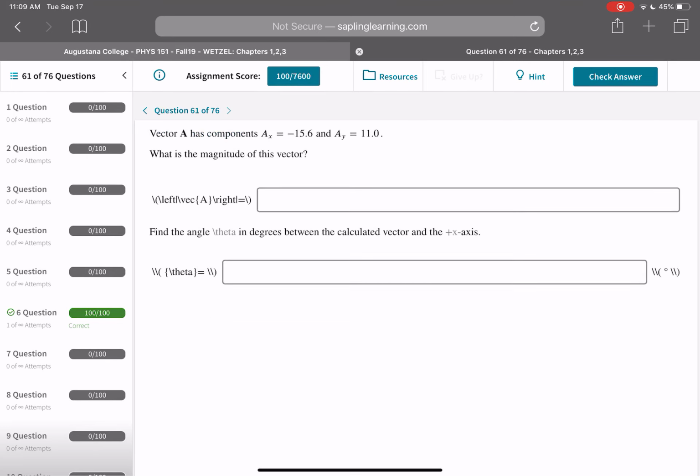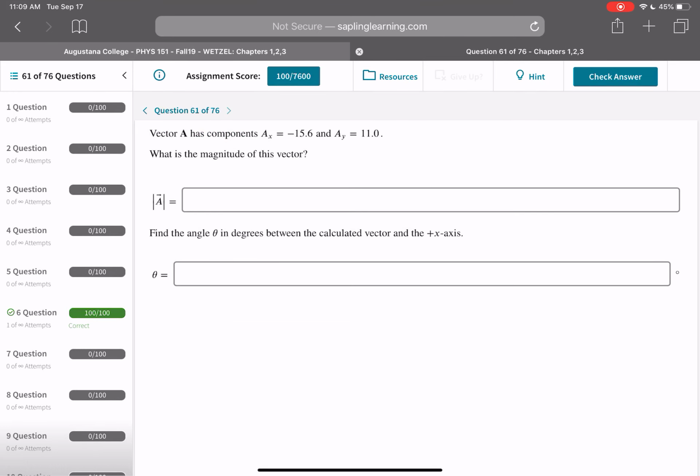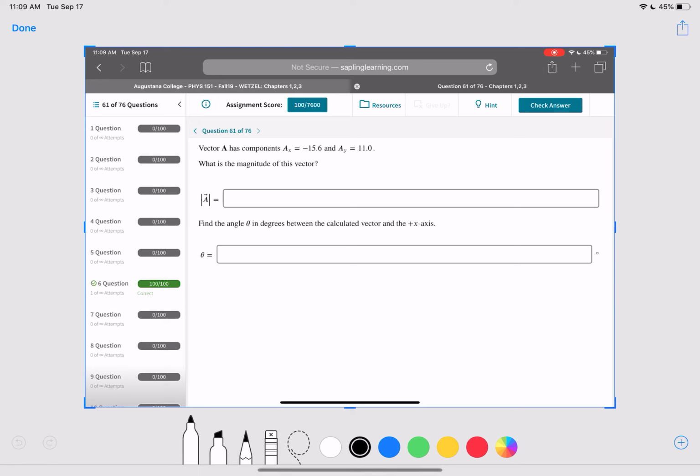Next. 61. Vector A has components ax equals negative 5.6, 15.6, and 11.